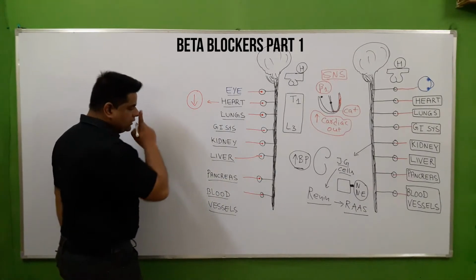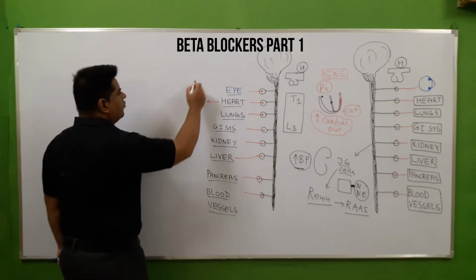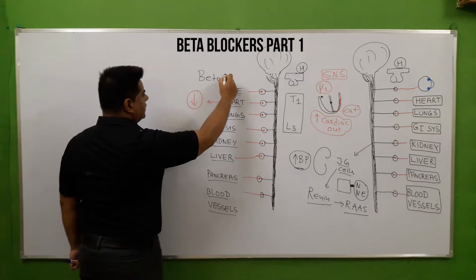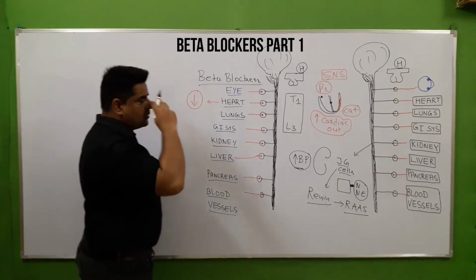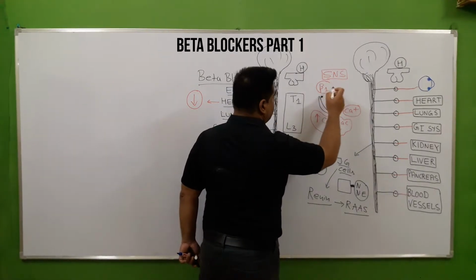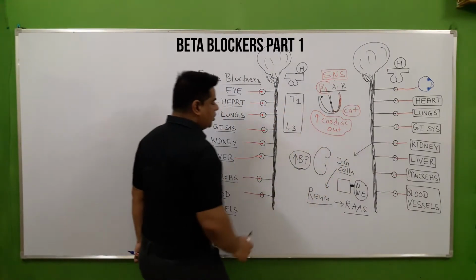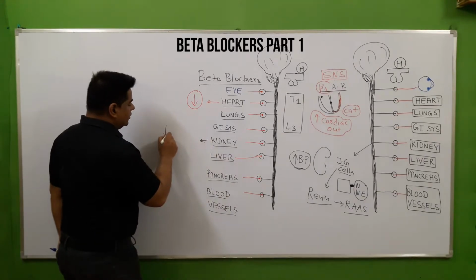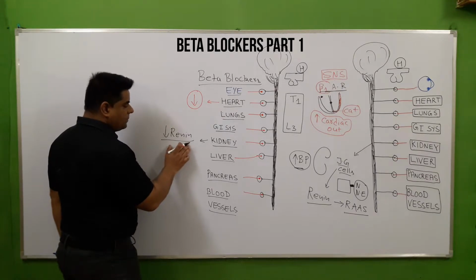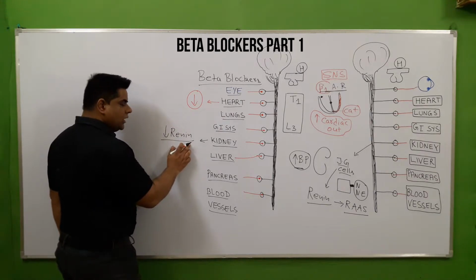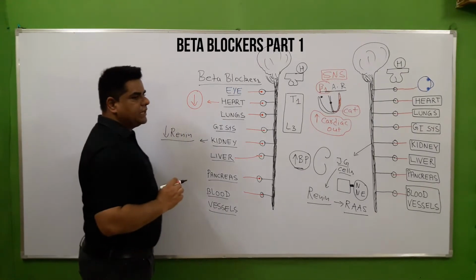So what did we learn till now? We learned that whenever there is sympathetic activity, these organs are stimulated. And when we give beta blockers, my dear students, these drugs block the beta 1 adrenergic receptors on the heart and the kidneys to decrease renin production. When the renin production decreases, this will obviously decrease angiotensin 2, and this will decrease blood pressure. When cardiac activity decreases, it will decrease cardiac output.